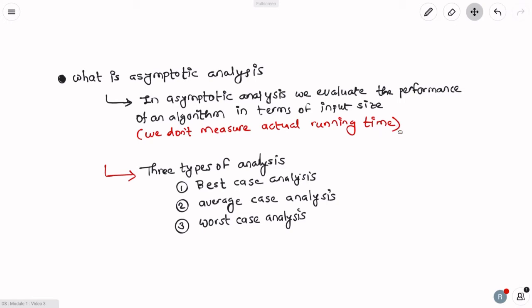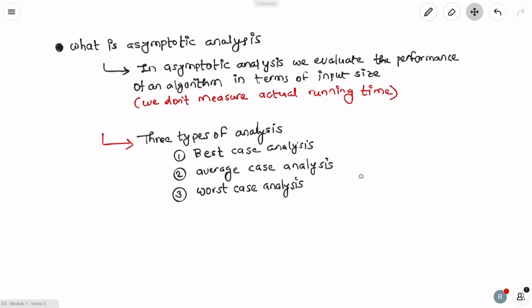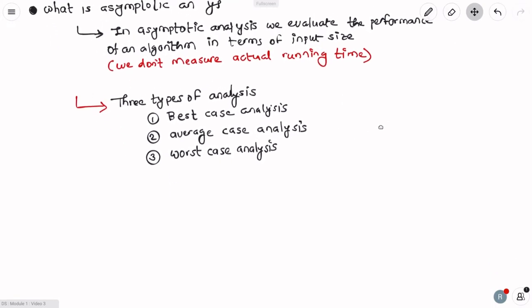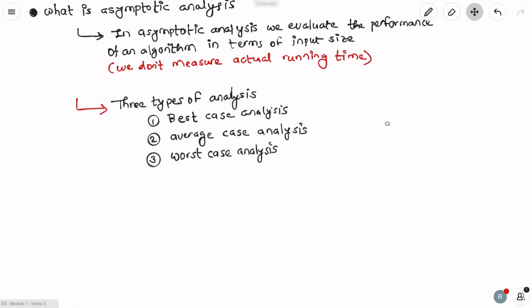Now when it comes to asymptotic analysis, we have three common types of analysis that are generally used. We have best case analysis, average case analysis, and worst case analysis. So let's discuss the meaning of these three types of analysis that we have in asymptotic analysis.